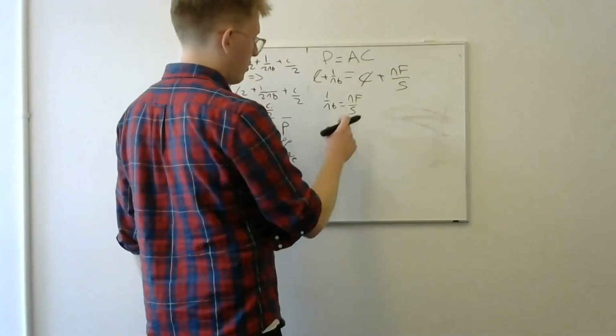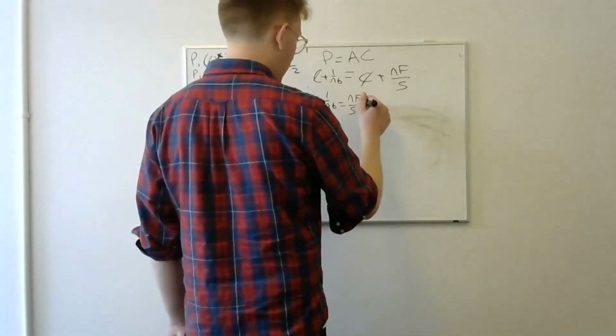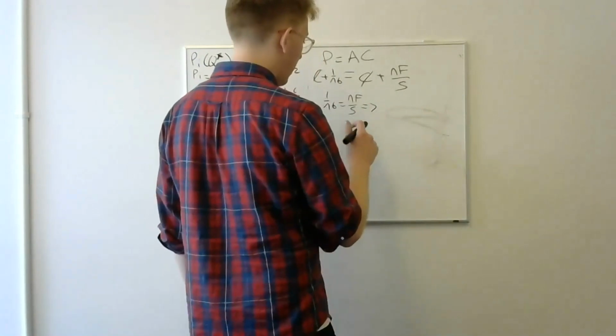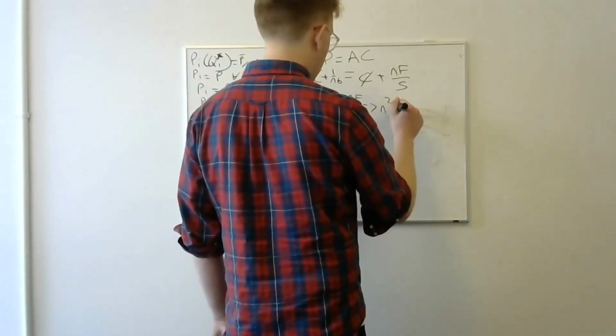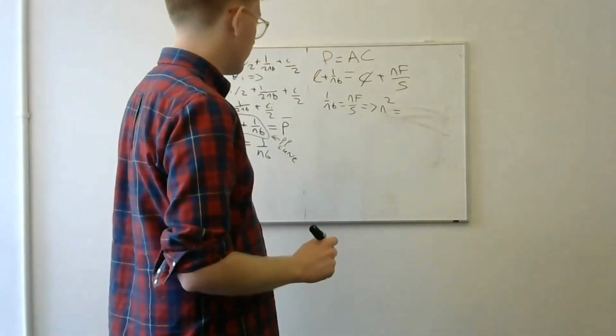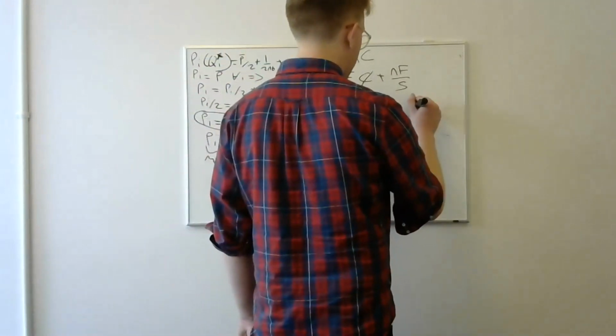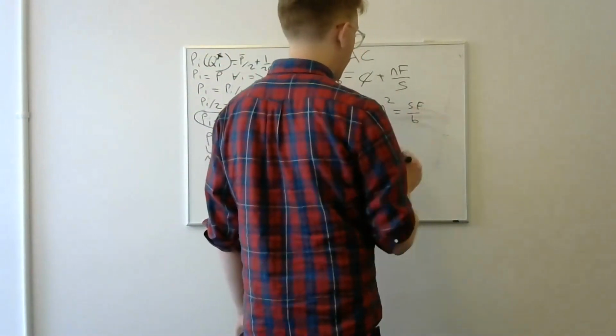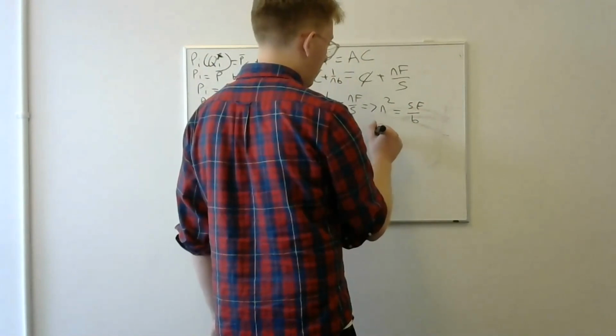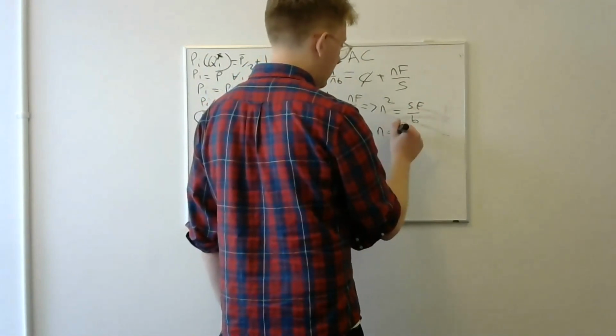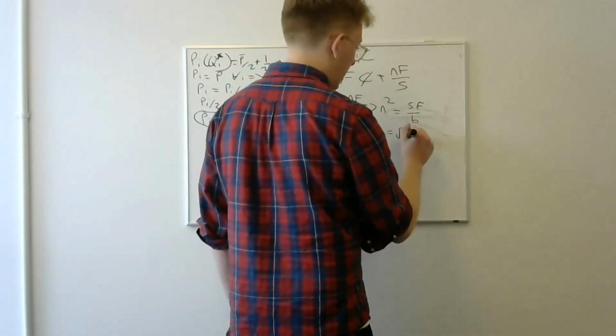What I'm going to do is multiply by N on both sides. So what will that give me? I'll get that N squared will be equal to SF over B. And therefore, I'll have that N is equal to the square root of S over B.